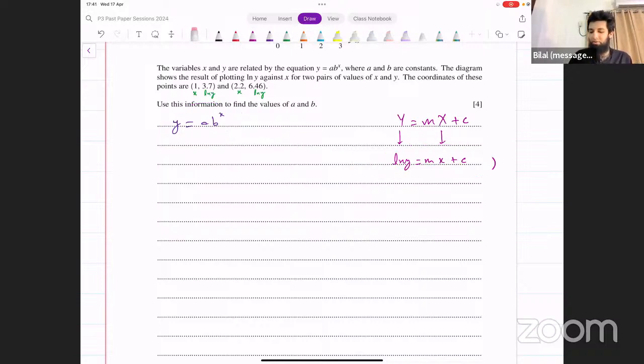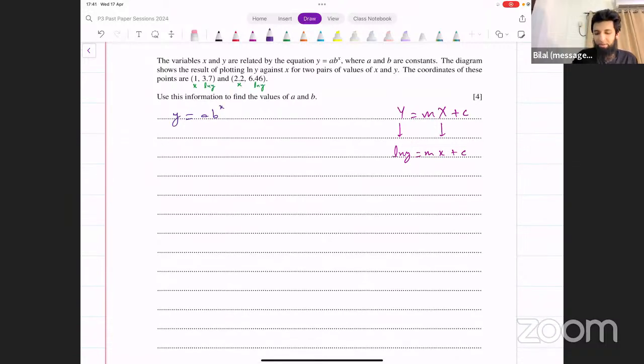Now, how do you do that? You can take log on both sides. That leaves you with ln y equal to ln of ab raised to power x. Okay. Now, on the right side, can you use the power law? X comes down. In fact, that's a good question. Can we use the power law here? Can we use the power law to bring x down? Can we do that?